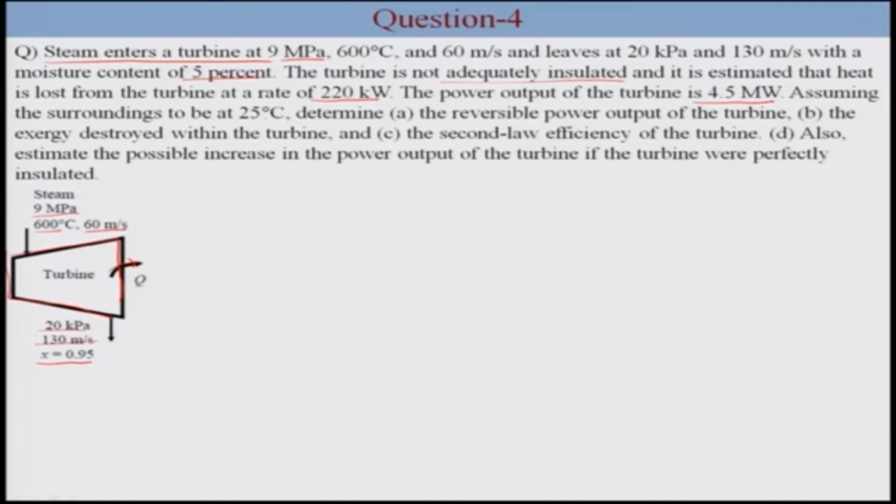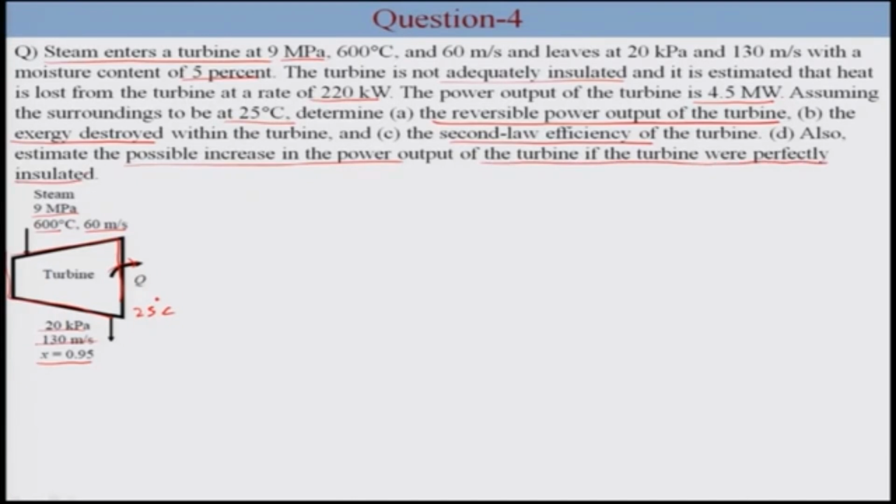Assuming the surroundings to be at 25 degrees Celsius, so outside is at 25 degrees Celsius, determine the reversible power output of the turbine. There are various quantities we need to find. Second is the exergy destroyed within the turbine, the second law efficiency, and also the possible increase in the power output of the turbine if the turbine were perfectly insulated.